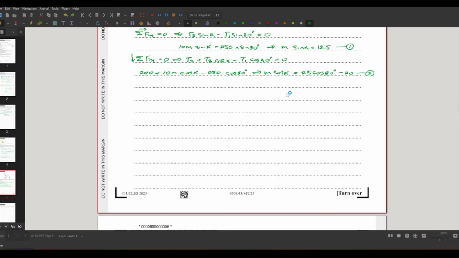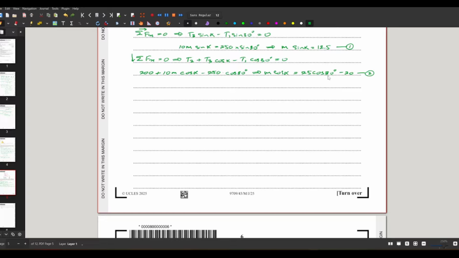So I did not simplify 25 cos 30 because we will have some decimal values. So let's keep that in that way. Okay, so now we have m sin alpha, m cos alpha. As usual, we can divide them and make tan alpha, and with that we can find the alpha value. So what I'm going to do is equation 1 divided by equation 2.